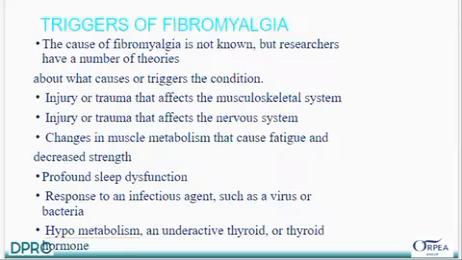Triggers of fibromyalgia. The cause of fibromyalgia is not known, but researchers have a number of theories about what causes or triggers the condition. Injury or trauma that affects the musculoskeletal system, injury or trauma that affects the nervous system, changes in muscle metabolism that cause fatigue and decreased strength, profound sleep dysfunction, response to an infectious agent such as a virus or bacteria, hypometabolism, and underactive thyroid or thyroid hormone.